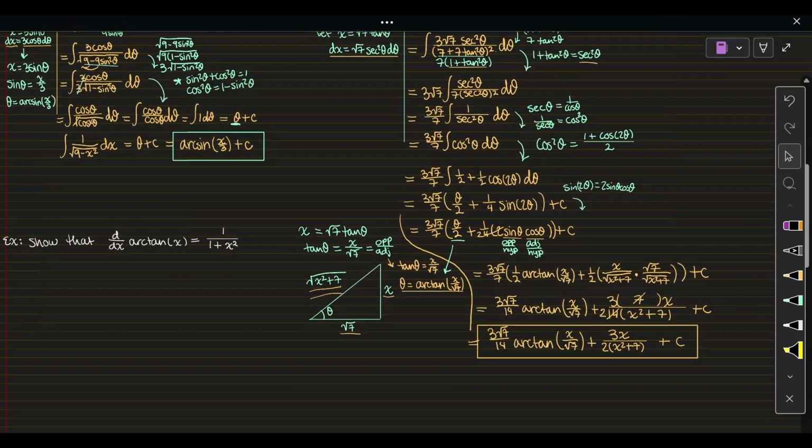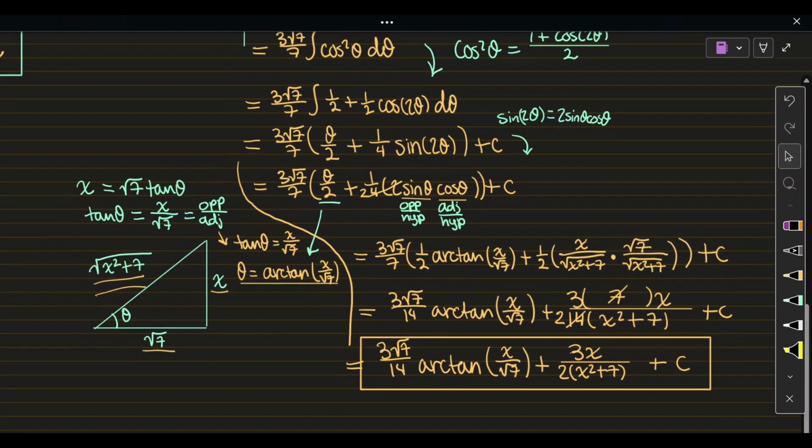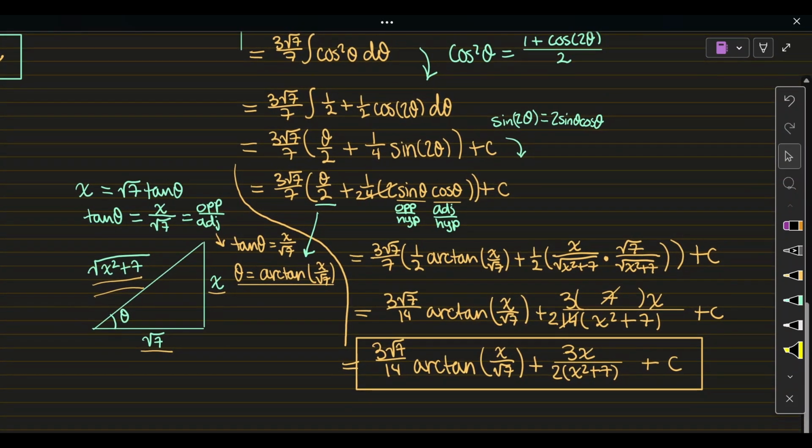Okay, and it's very important to either know the identities to be able to rewrite things from theta to x, or to be able to draw this right triangle here using your identities. Another important step that I wanted to highlight is using the identity sine 2 theta equals 2 sine theta cosine theta. Because like I said, we don't know anything about 2 theta, but we know things about theta. So we want to get everything with just theta, okay?